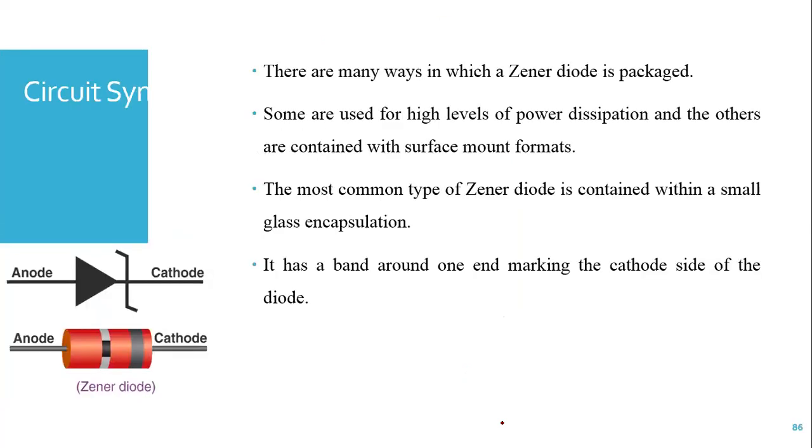So let us start with the Zener diode. Here you can see the circuit symbol. Zener diode is generally represented by this. You can see a slight modification in the symbol of Zener diode if you compare it with the PN junction diode. Only the symbol looks like Z.